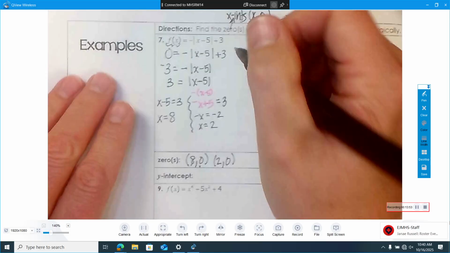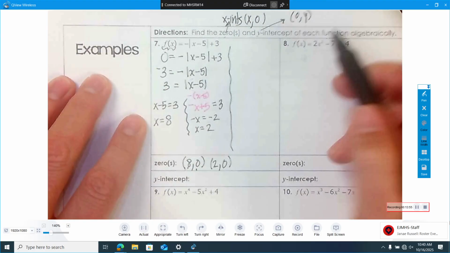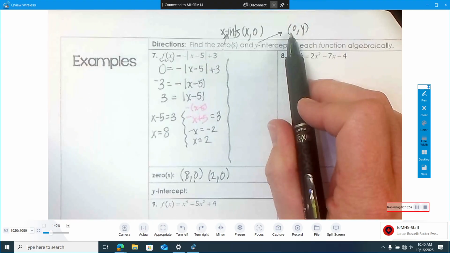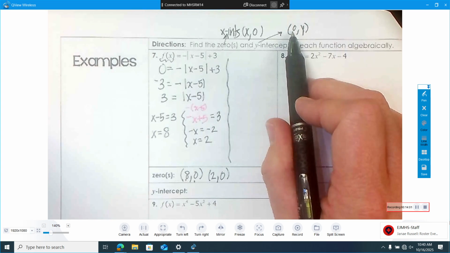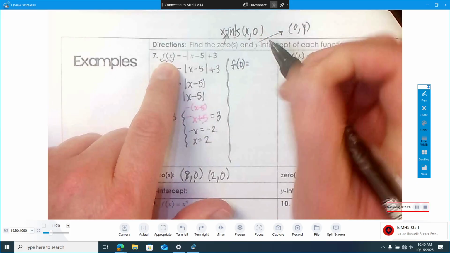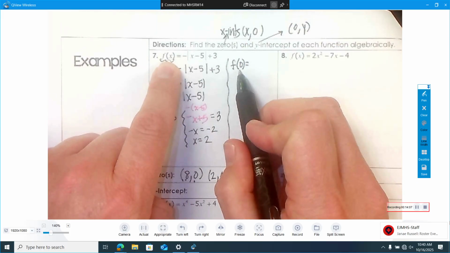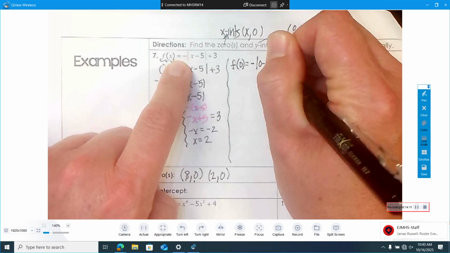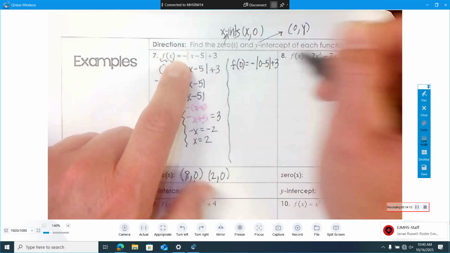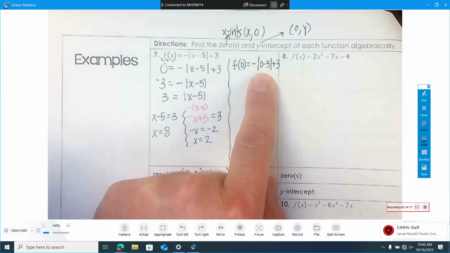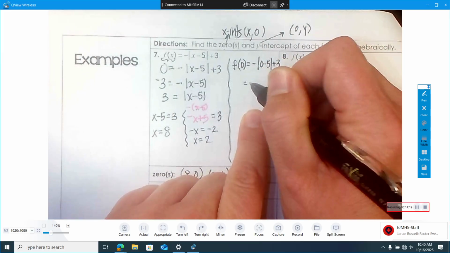The y-intercept is way easier to do. The y-intercept happens when the x is equal to 0. So if I want, all I have to do is plug in a 0 for the x. Let's see, negative absolute value of 0 minus 5 plus 3. So all I'm doing is substituting in a 0 for the x. And we're going to clean it up.